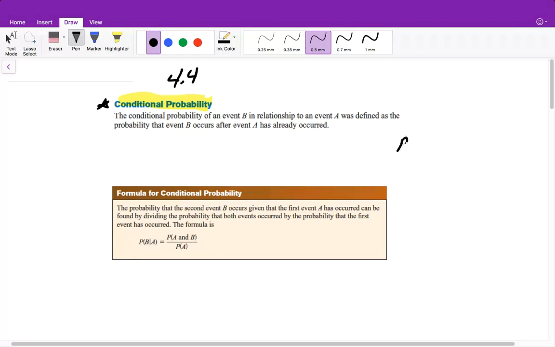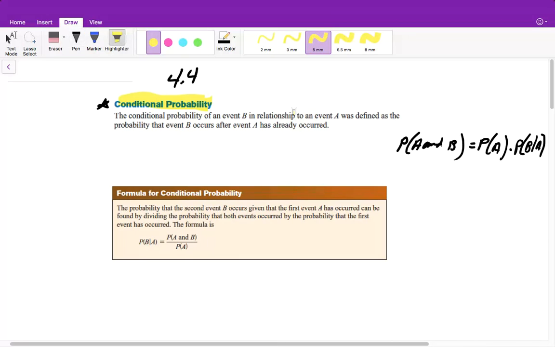Because we know if we're trying to find the probability of 2 events happening, A and B, we can solve this by finding the probability of A times the probability of B given A. So the second event happening given that the first one occurred. Conditional probability is finding the probability of an event happening after another event already occurred. So in this case, it's finding the probability of event B taking place after event A already occurred.